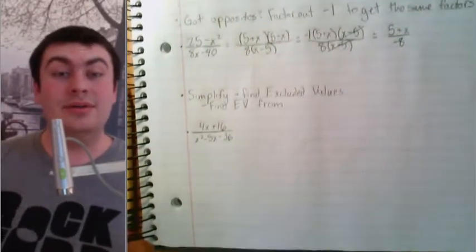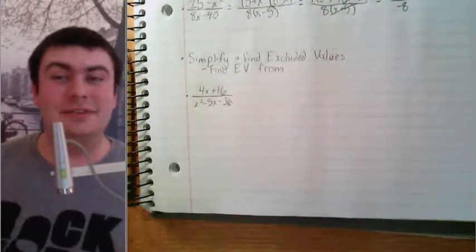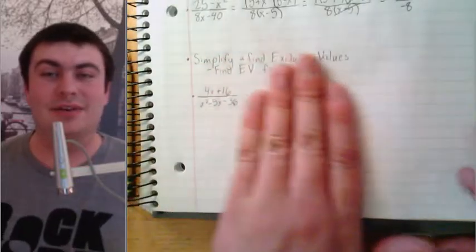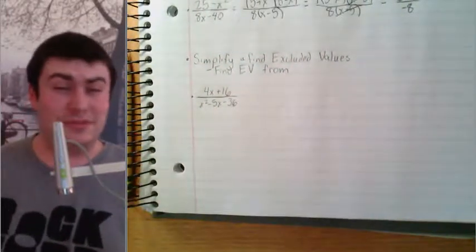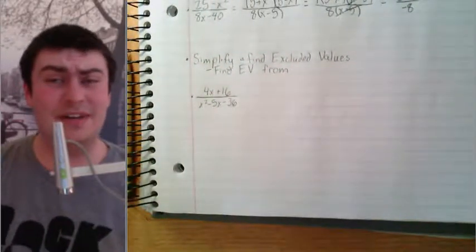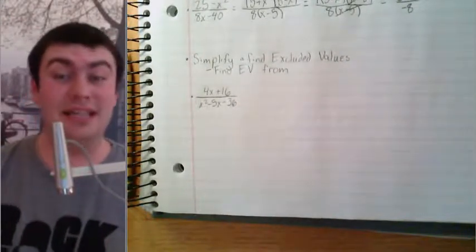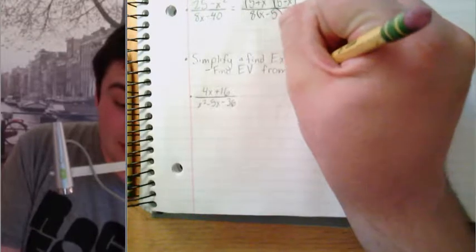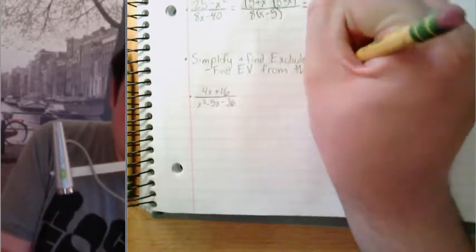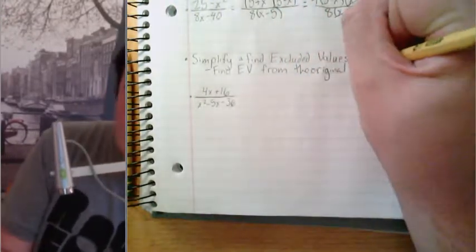Now, oftentimes what we're going to have to do is simplify and find the excluded value all at the same time. Now, remember from this last section, when we simplified the excluded values, we set the denominator equal to 0. We need to remember to find the excluded values from the original denominator.